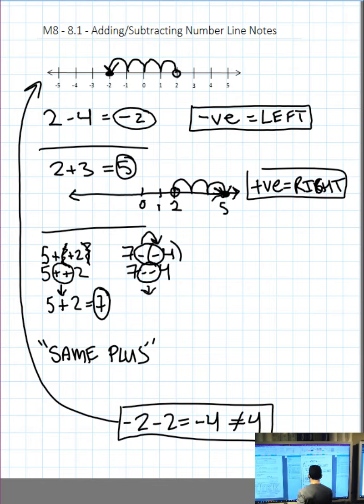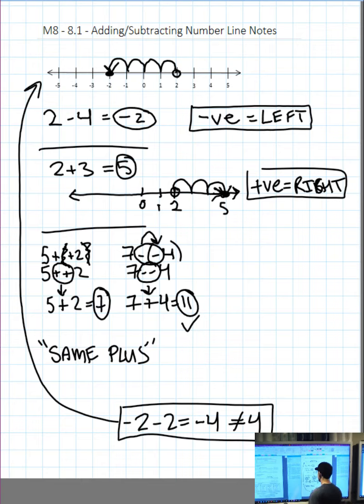I'm going to arrow below. You're not going to do that all the time. Two negatives, same plus, positive. Carry everything else down. 7 plus 4 equals 11. Now check it on your calculator. 7 minus open bracket -4 close bracket equals 11.